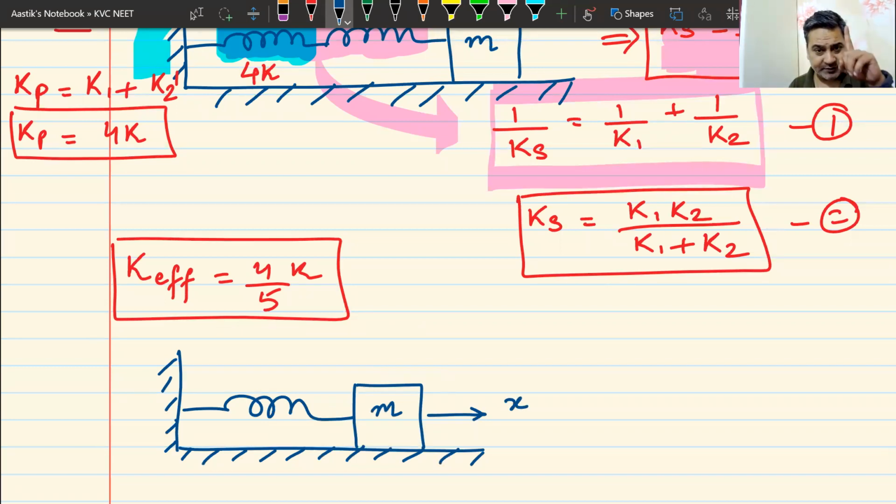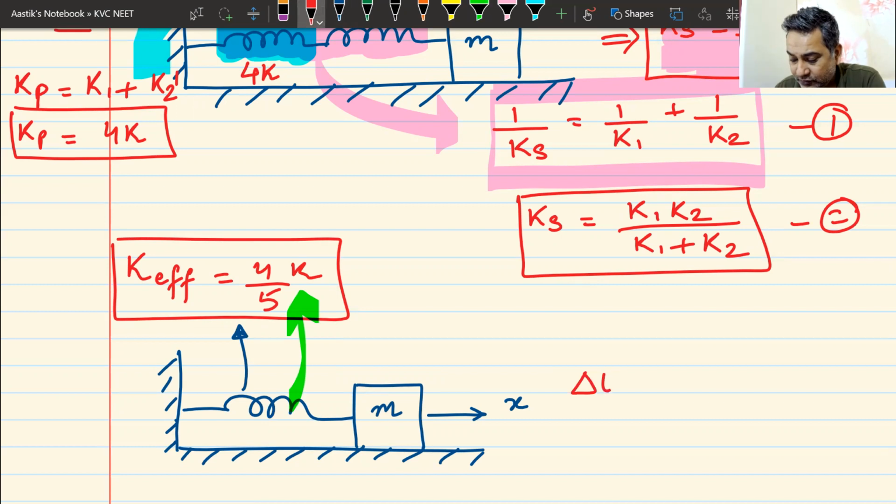I only have one spring now, and the spring constant of that spring is simply 4 by 5k. One spring, body attached to it, moves by a distance x. How much work is done or how much energy is stored? Now the question is very clear. I can straight away write the answer.